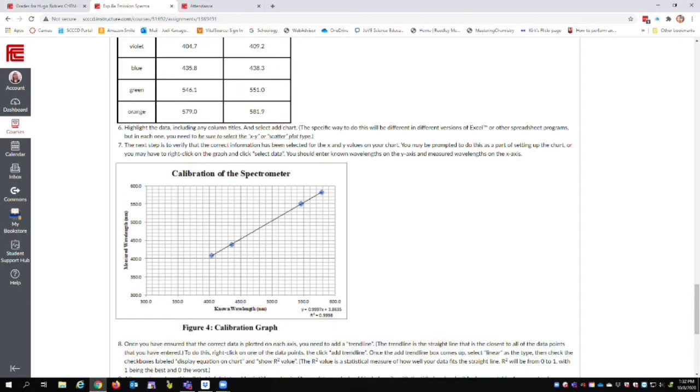Does that make any sense? Yeah, that makes sense. Okay. So that's all about calibrating the spectroscope.